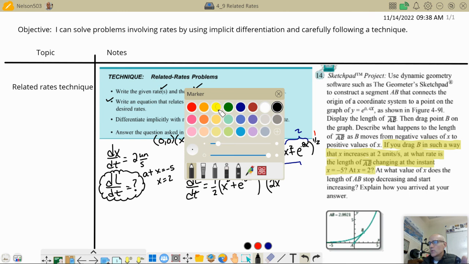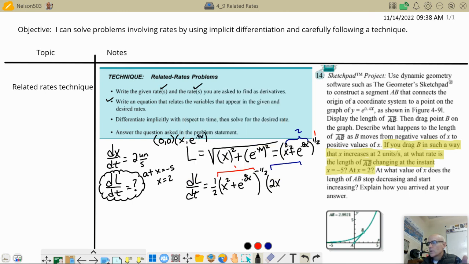Let's call it layer 3. It didn't change to yellow, probably because I didn't hit commit. So I've got a layer right there. So I'm going to put down the derivative of the inside function with respect to time. So it's going to be dx/dt. That's implicit differentiation going on right there. Then I'm going to go plus.